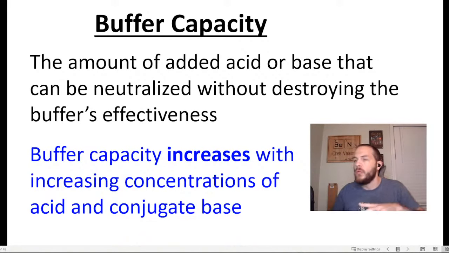And so what does it mean to destroy the effectiveness of the buffer? That just means you have consumed all of the weak acid or all of the conjugate base that's in that buffer, and so there's no longer any base or acid available to neutralize any additional acid or base that you might add to the buffer later on, right? And this one is actually pretty intuitive. It's pretty obvious. And buffer capacity increases with increasing concentrations of acid and conjugate base.